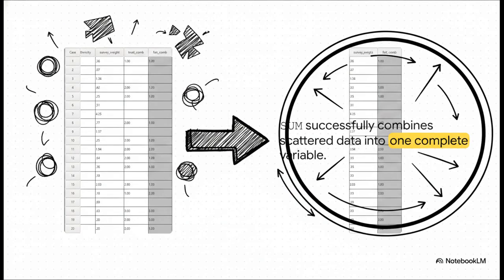And this just shows you the result perfectly. On the left, you've got this scattered, messy data spread across 3 different columns. And on the right, in that fair comb column, you can see how the sum function just flawlessly pulled all those answers together into one single complete variable. It's such an elegant solution to a really messy data problem.